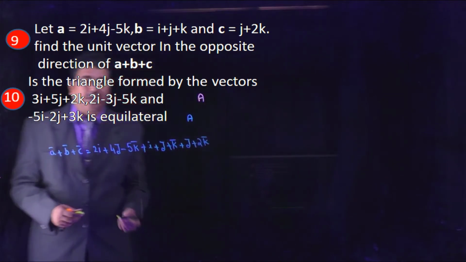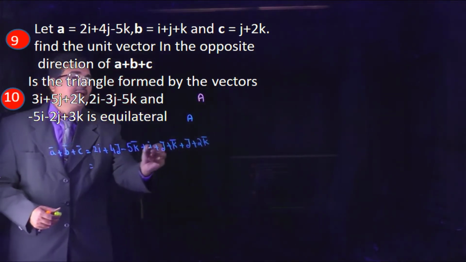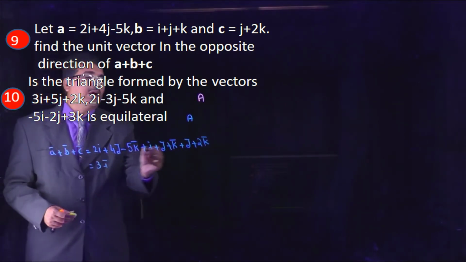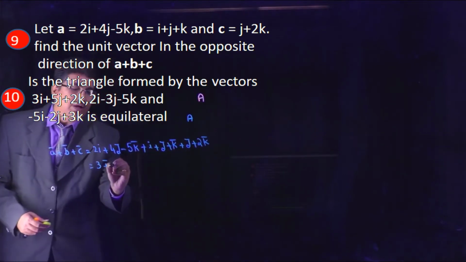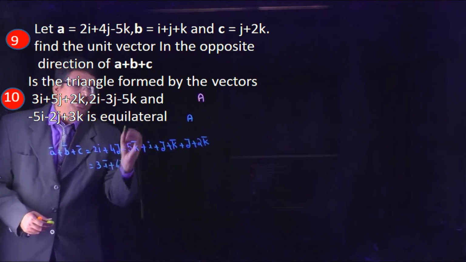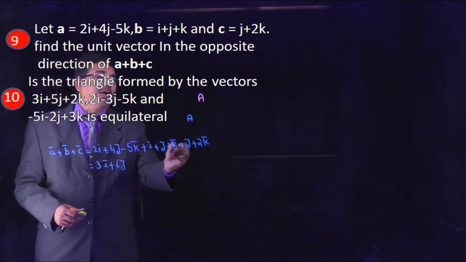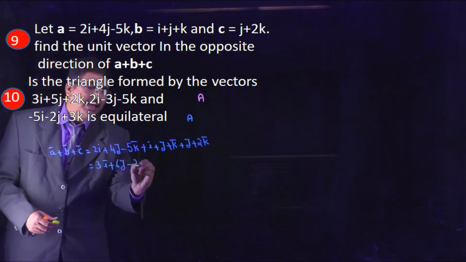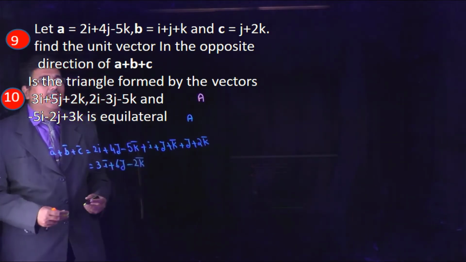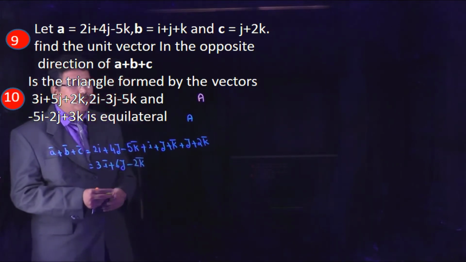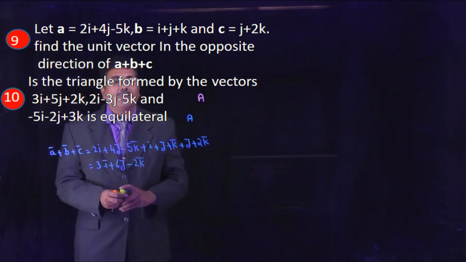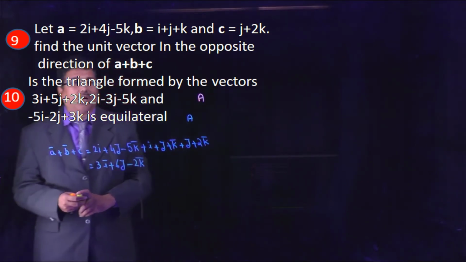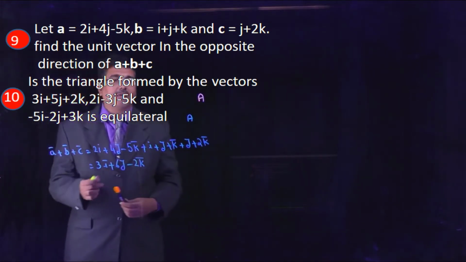Now that is equal to, here 2i bar plus i bar, 3i bar. Now 4j bar plus j bar plus j bar, that is 6j bar. Now minus 5k bar plus k bar plus 2k bar, that is minus 2k bar. That is a bar plus b bar plus c bar. Now we want to find the unit vector in the opposite direction of a bar plus b bar plus c bar.